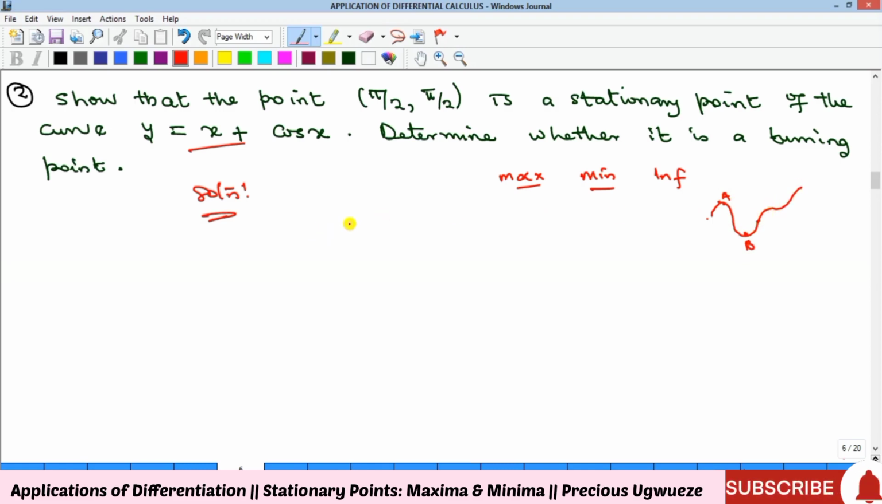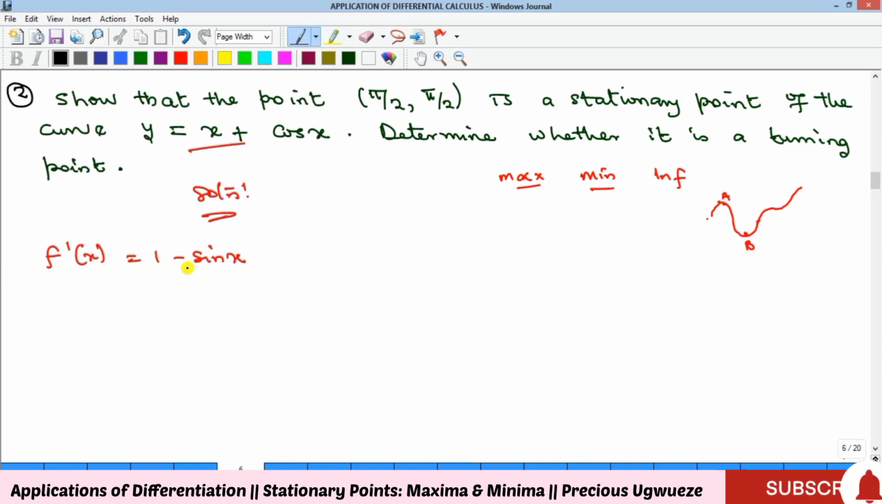Okay, so what they are asking us to actually do here is to check whether the point we will get here is a maximum or minimum. If it is not either of these two, then it is what? Not a turning point. All right, so let's go. So we find the derivative of this. Let us call it f of x. So if we differentiate it, we are going to have the derivative of this is 1. The derivative of cos x is minus sine x.